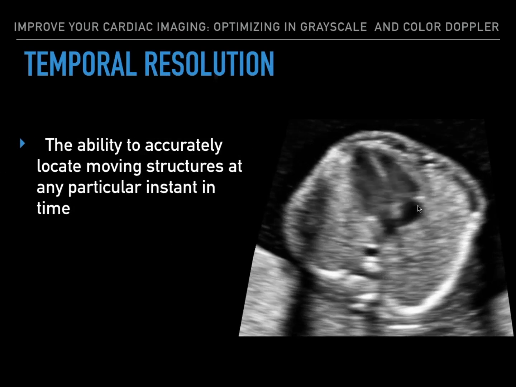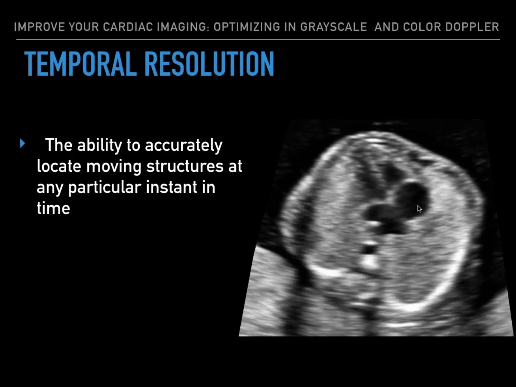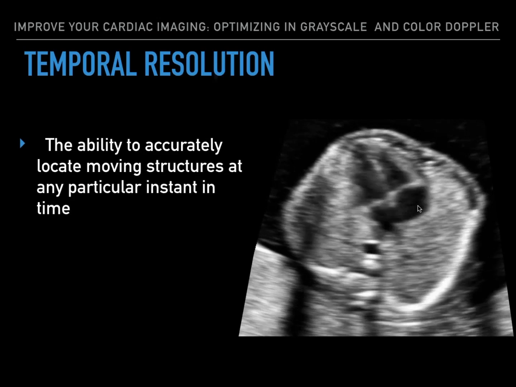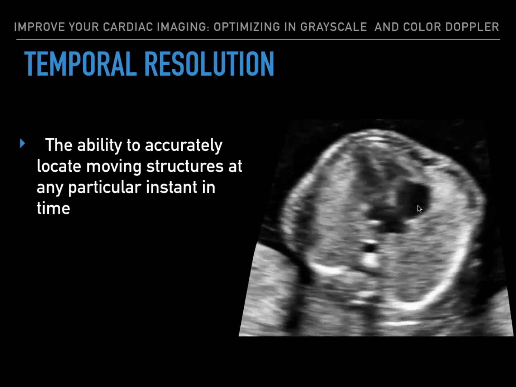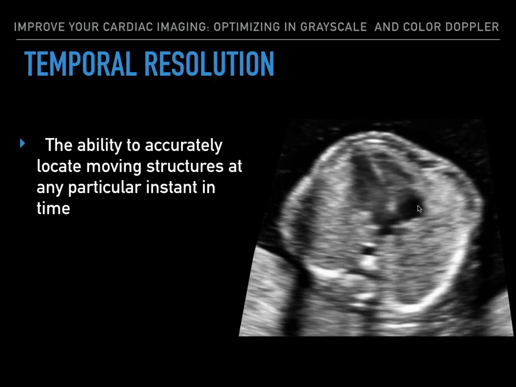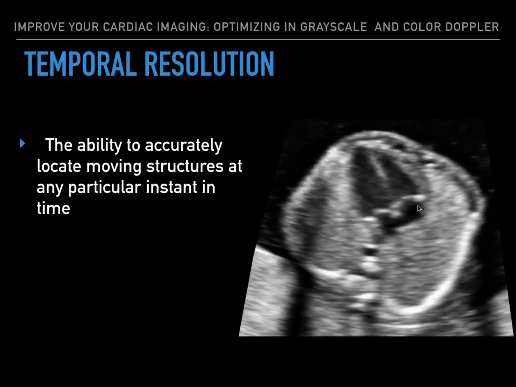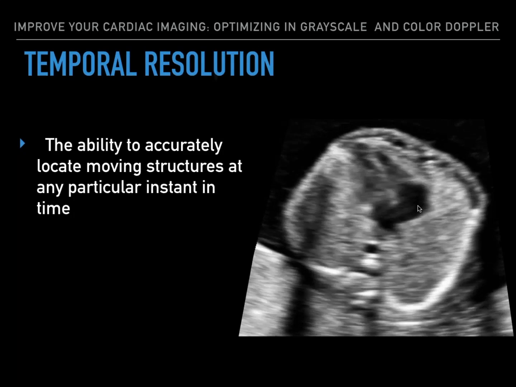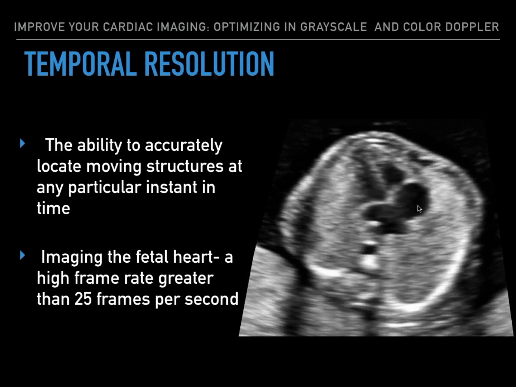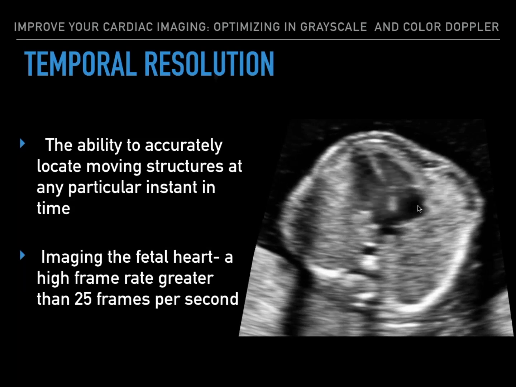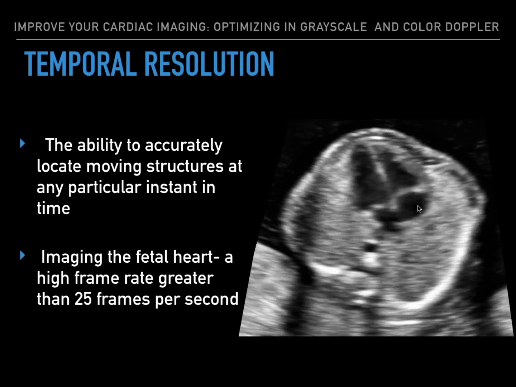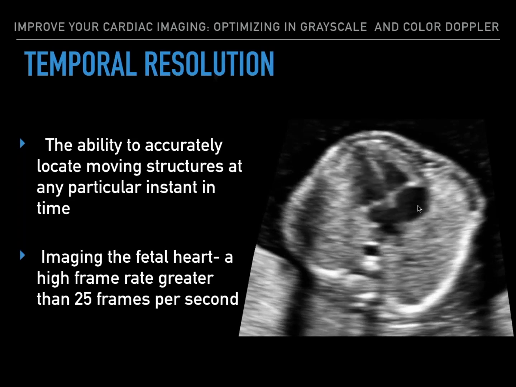One of the factors that plays a big role in 2D image optimization is temporal resolution. Temporal resolution is the ability to accurately locate moving structures at any particular instant in time. And what do fetuses do? They are constantly moving all the time, especially fast-moving structures like the heart. Now, how can we improve our temporal resolution? When imaging the fetal heart, a high frame rate of greater than 25 frames per second is recommended. So let's aim on doing just that, improving our frame rate.